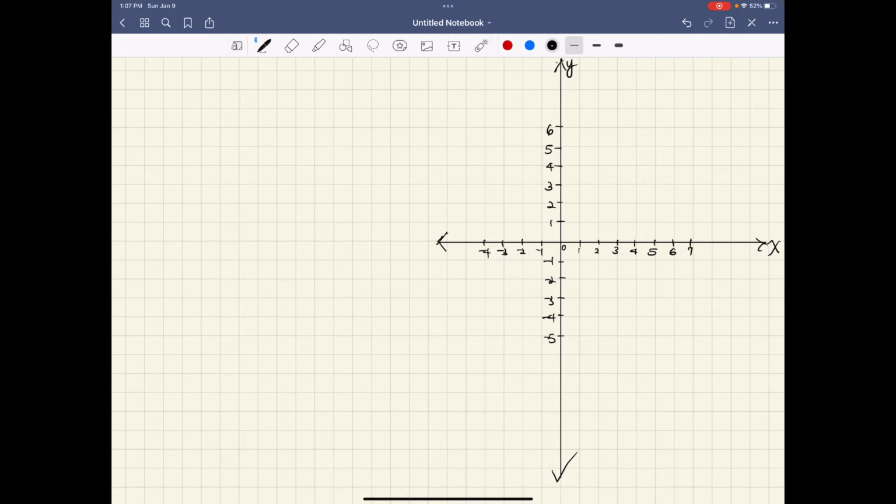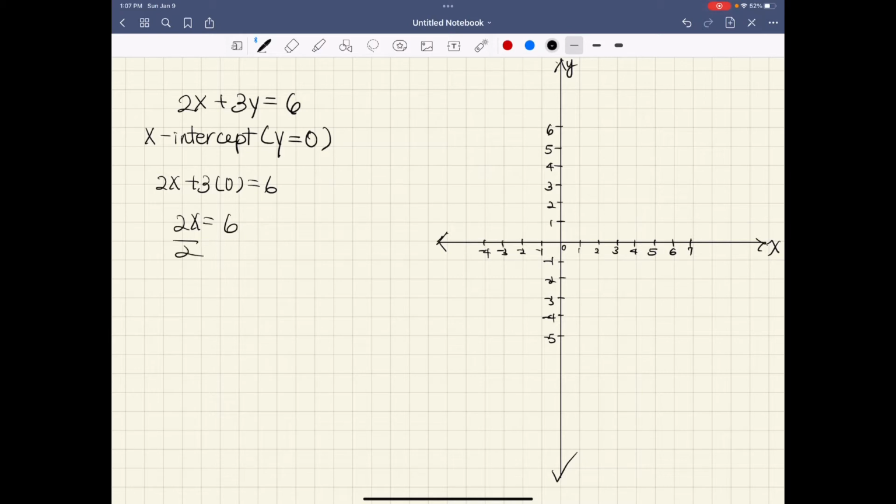So, finding the x-intercept and y-intercept to graph a linear equation, if you have an equation like 2x plus 3y is equal to 6. Now, in order for you to find the x-intercept, your y is equal to 0. So plug in 0 for your y. So your x-intercept is equal to 3.